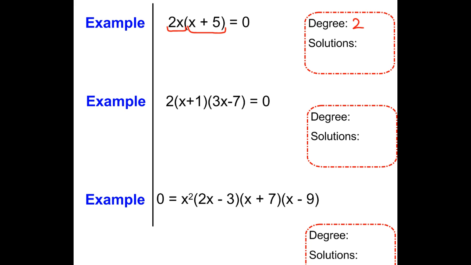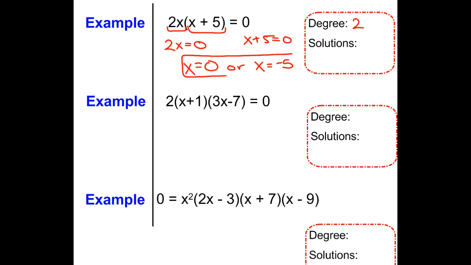Solutions, how many real solutions do we have? Well, let's set each of those pieces equal to 0. When does 2x equal 0? Well, that's when x equals 0. Or we've got x plus 5 equals 0. Well, that's going to be when x equals negative 5. So there are our two solutions.